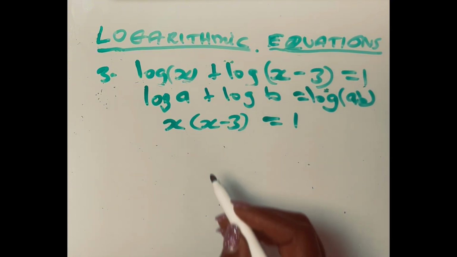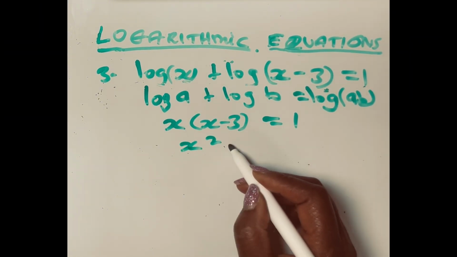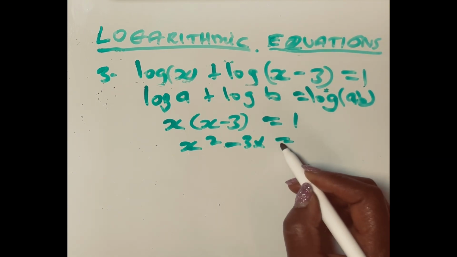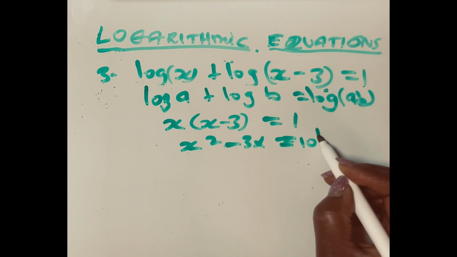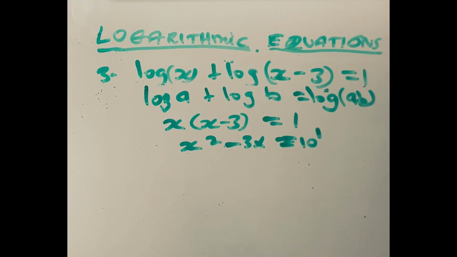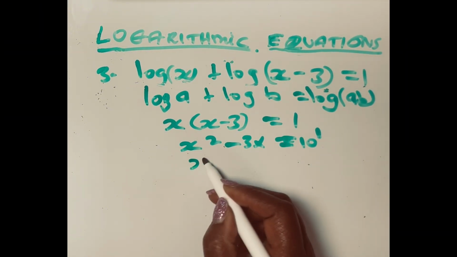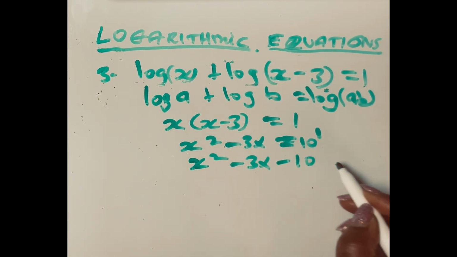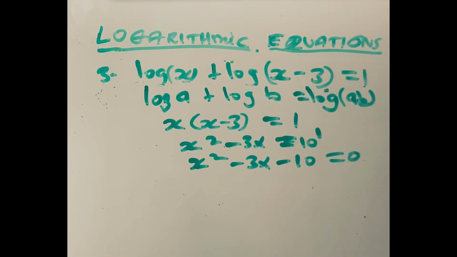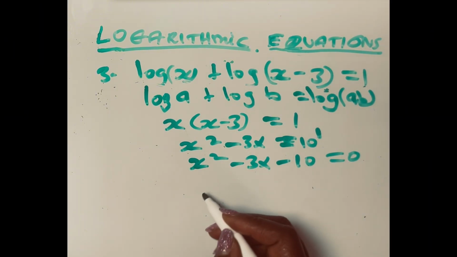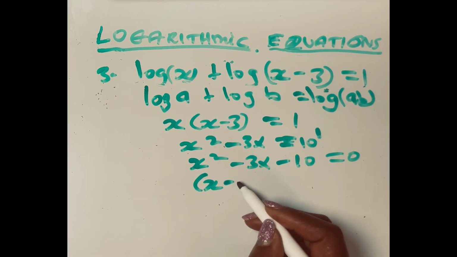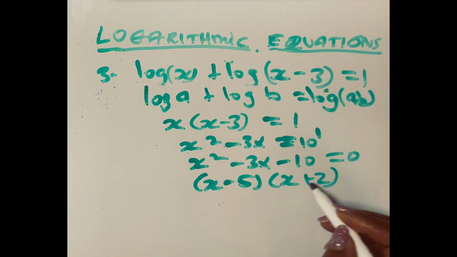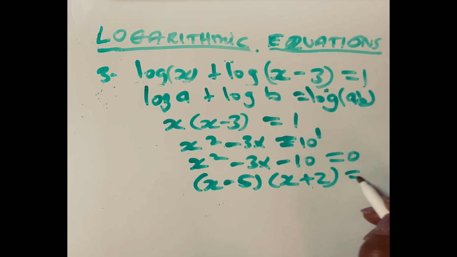Okay, expanding it, we have x squared minus 3x is equal to 10 to the exponent of 1. Now we have x squared minus 3x minus 10 is equal to 0. Solving this quadratic equation will give us x minus 5 times x plus 2, which is equal to 0.